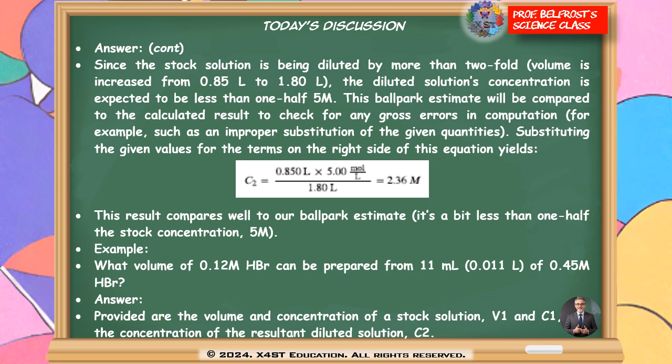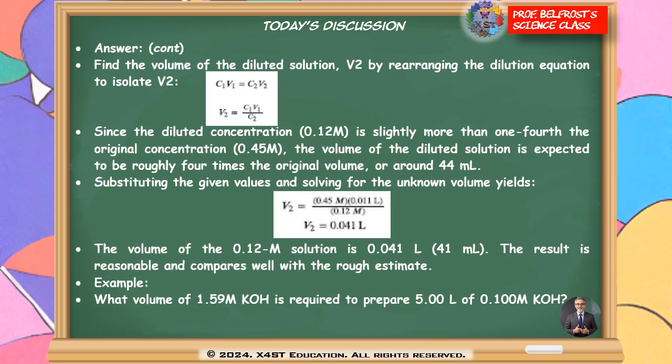The second example. What volume of 0.12 molar bromic acid can be prepared from 11 milliliters of 0.45 molar of the same acid? By using the same procedure, also applying the same formula, we obtain 0.041 liter, which is 41 milliliters.